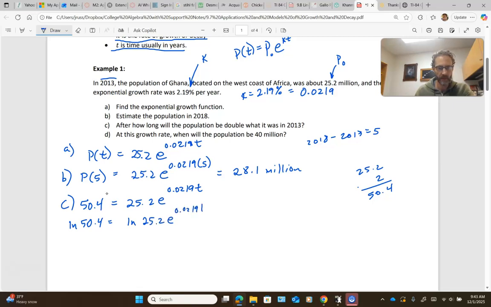Just recopy all that. Remember, what the logarithm allows us to do is to move that exponent out in front. If we do that, I get 0.0219 times t times the 25.2. And then, no, I'm writing that wrong.